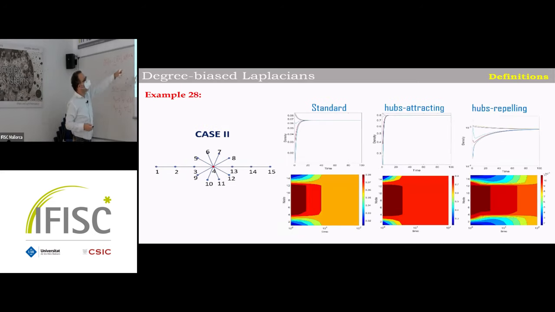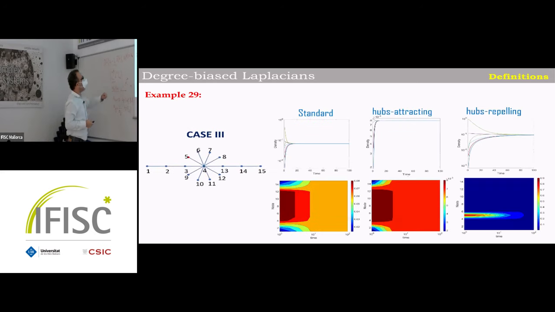If the particle is at the center, it's more or less exactly the same. Now what happens is that if the particle is here and I have the hubs repelling, it can go here or here. But the problem is that this has a degree larger than this, so it will prefer to go here. And once it is in any of these nodes, it gets trapped, because it cannot return to this hub, which is repelling the particle very dramatically. And finally, I will place the particle here. See, you know that this process converges, so you will always reach the steady state.